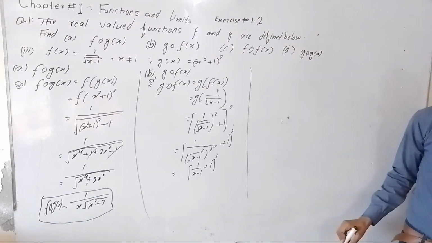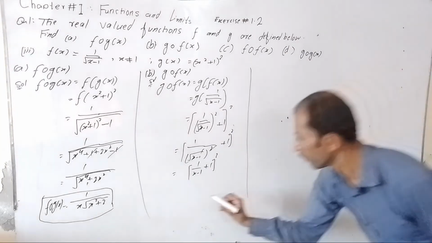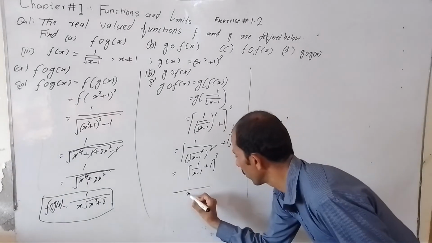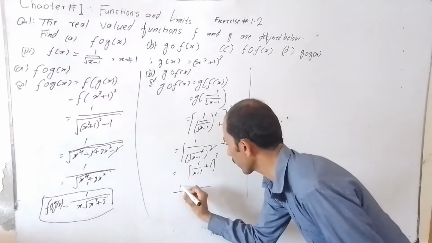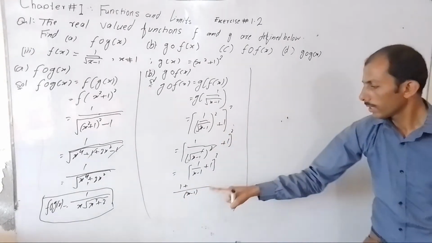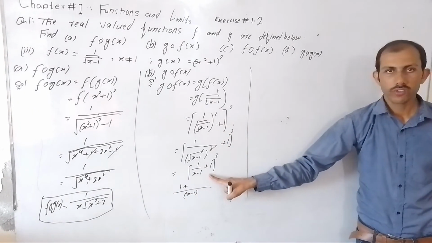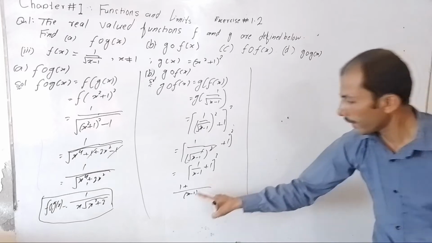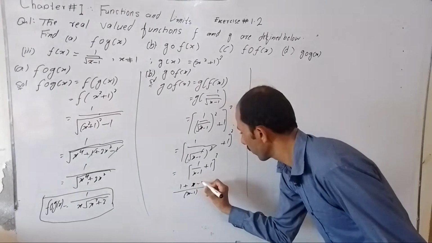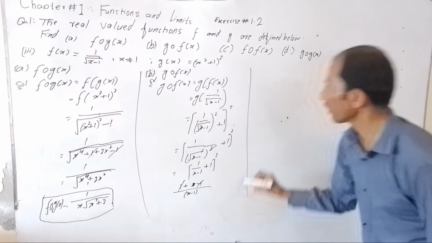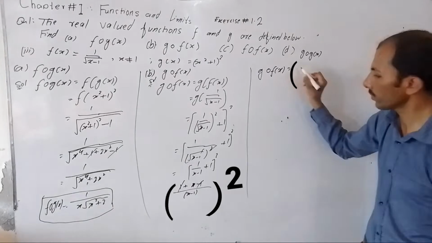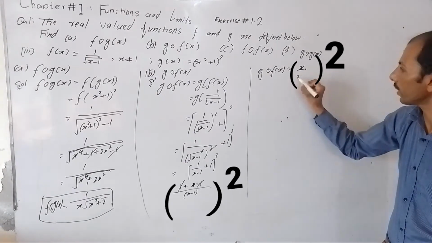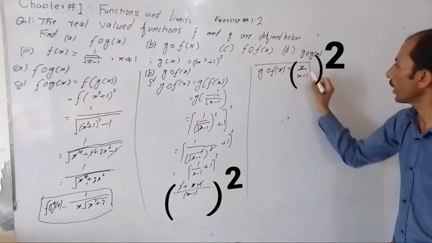Next, taking LCM, x minus 1. The denominator has no term, so x minus 1 plus 1, minus 1 cancel. G of f of x is equal to x divided by x minus 1.